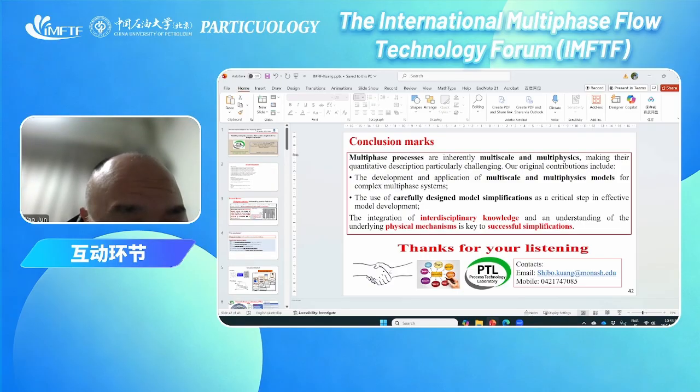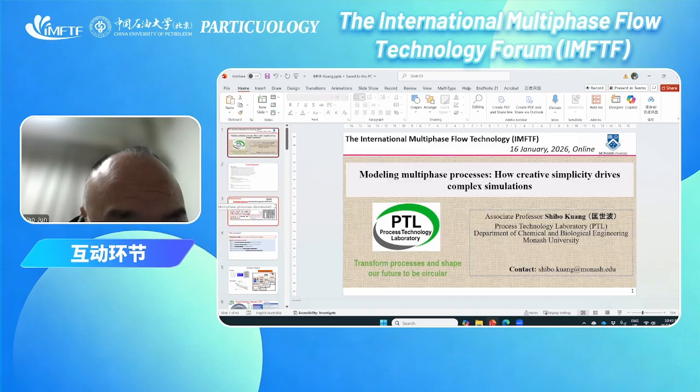I'm thinking the question is very difficult. What is the core definition of creative simplicity in multiphase process modeling? Can you please answer this question?